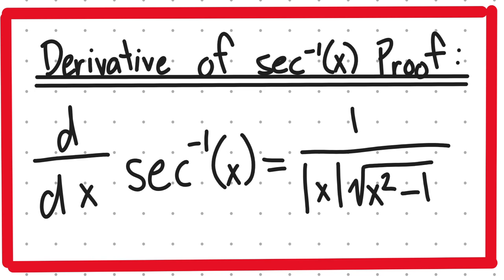In this video, we're going to talk about the derivative of the inverse of secant. So the inverse of secant is the same thing as 1 over the inverse of cosine, also known as arccosine of x. In this video, we're going to talk about the derivative of this function.